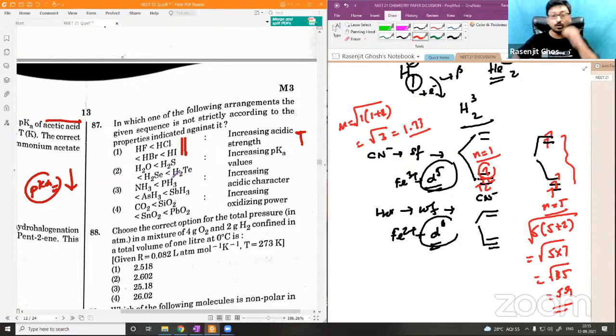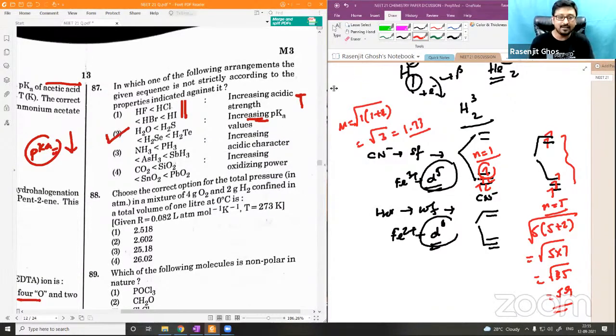And if you go down the group from H2O to H2Se to H2Te, using the similar reason, the bond strength between the hydrogen and the corresponding element weakens, so it will have higher acidic character. So higher acidic character will mean lower pK value. So definitely this part is contradicting. It is showing the increasing pK value, but if you go down the group, it will show a lower pK value. So definitely this is our incorrect statement.